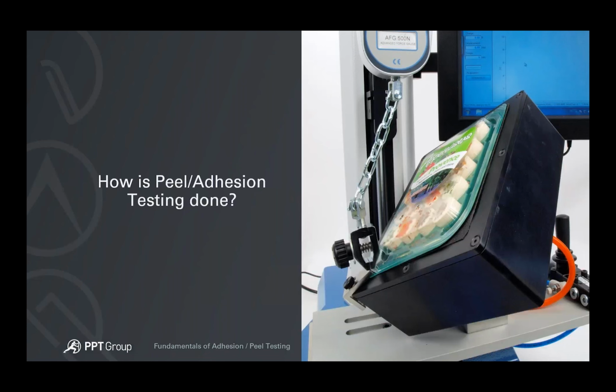So far, we discussed what peel testing is, its role in everyday life, failure as not being an option, and the three main test types: the T, the 90, and the 180-degree peel. Now we're going to talk a little bit about how peel testing is done.